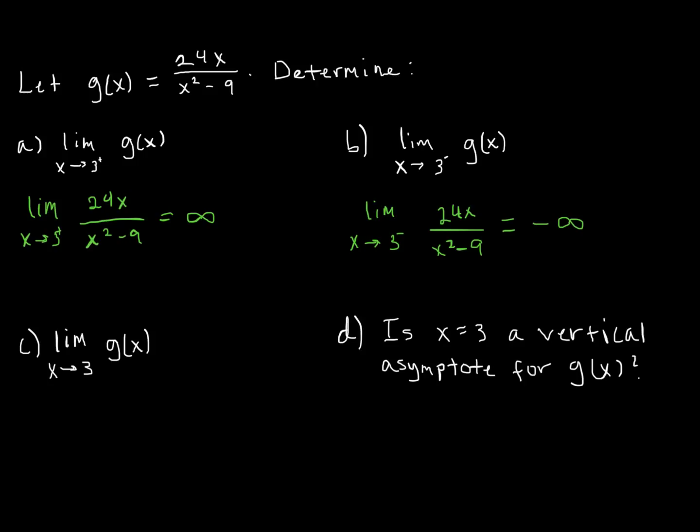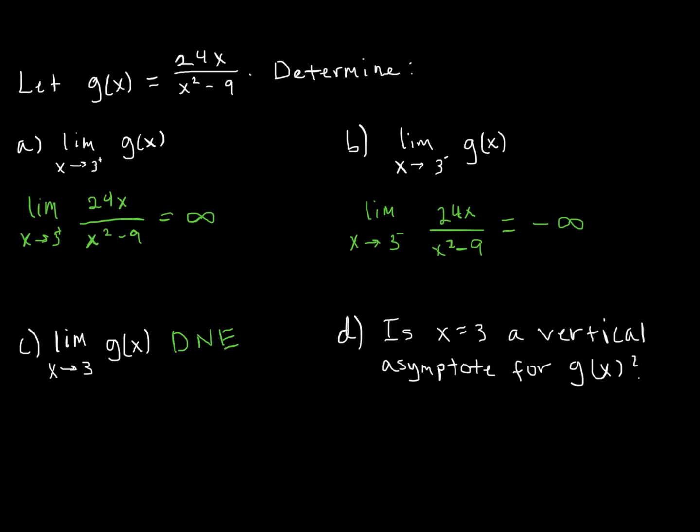So now we move on to the two-sided limit, and this one should be very quick. Remember, for a two-sided limit to exist, we have to have both the left side limit and the right side limit equal each other, and that is not the case here. So the limit as x approaches 3 of g of x does not exist, right?